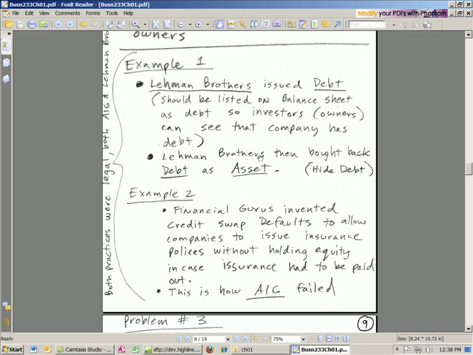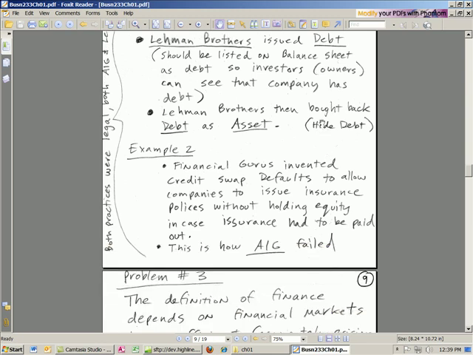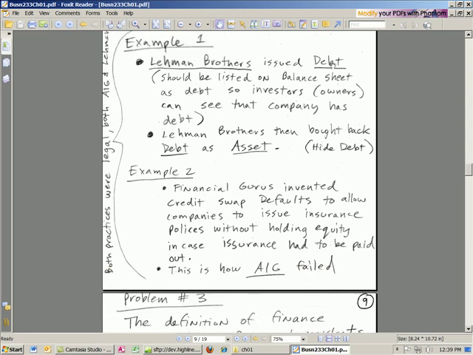But was it ethical? Because if all of a sudden the managers inside are hiding debt, is that really good for the stockholders outside of the business? So again, they did this to circumvent laws because you're supposed to show your debt on the balance sheet, right? And actually, there's a lot of other examples of ways people hide debt, both within the law and outside of the law.